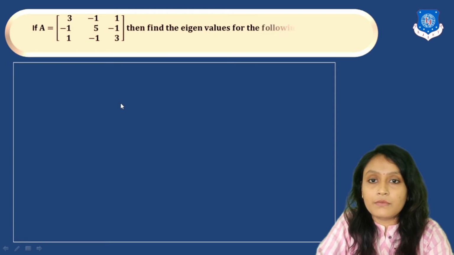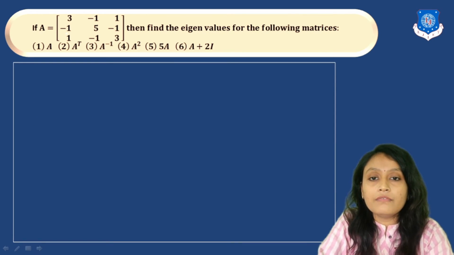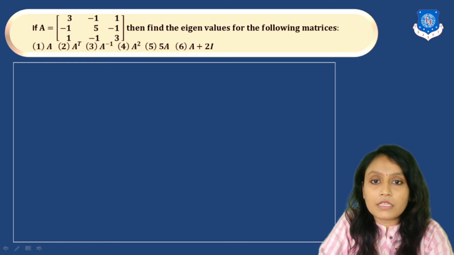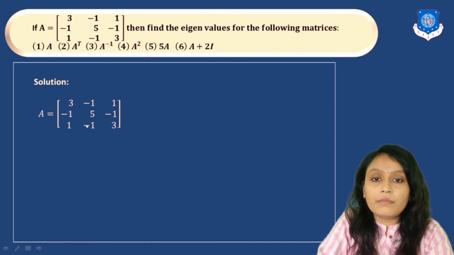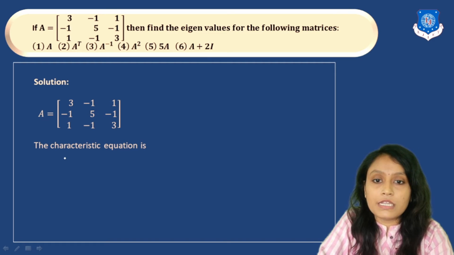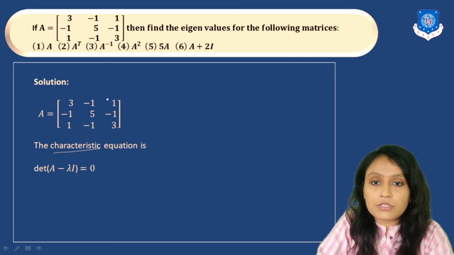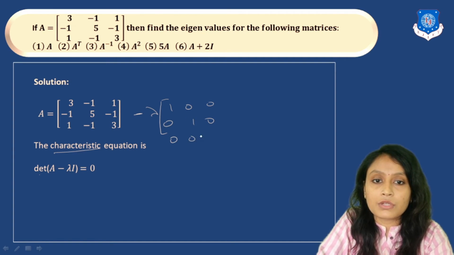So now let's begin with the example. If matrix A is given, then find the eigenvalues of the following matrices: A transpose, A inverse, A square, 5A and A plus 2I. So let's begin with the solution. Your matrix A is given. Firstly we will write the characteristic equation, which is given by determinant of A minus lambda I equal to 0. So this is our A and we have to subtract lambda I, that is 1, 0, 0, 0, 1, 0 and 0, 0, 1.